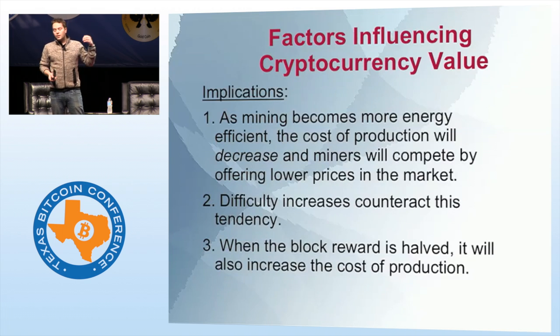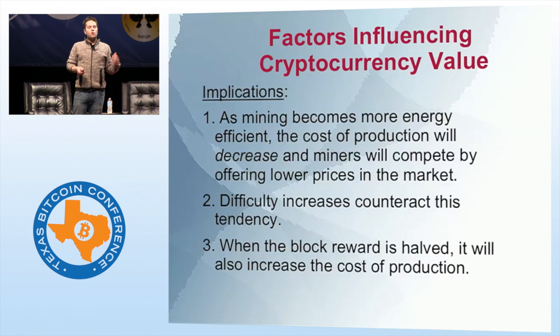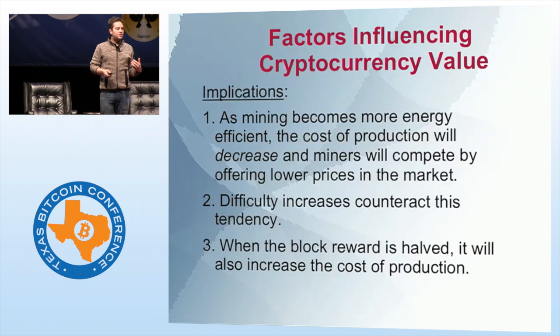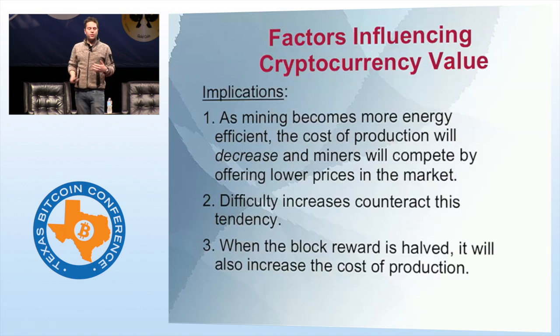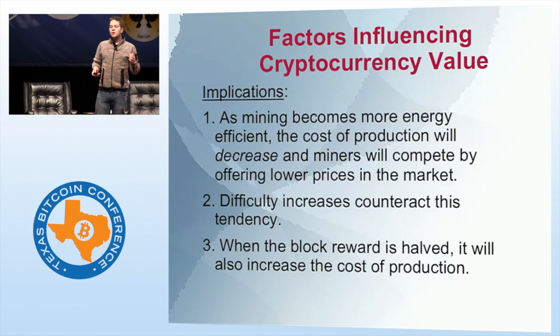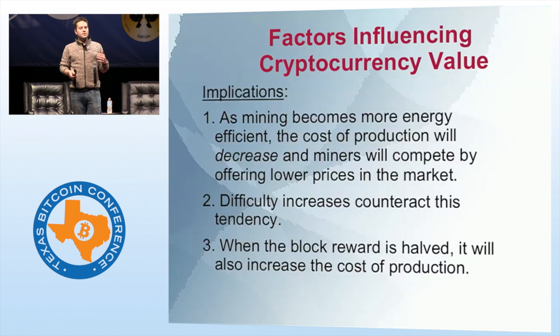Difficulty adjustments counteract this tendency, however. So unlike a traditional commodity where supply can be augmented or decreased in order to accommodate changes in demand, Bitcoins are always produced at one block every 10 minutes. It's the difficulty that acts as an elasticity in a certain way that will go up and down, making the cost of production higher as the difficulty increases. When the block reward is halved, it will actually do this to a severe extent. It will double the cost of production overnight, presumably.